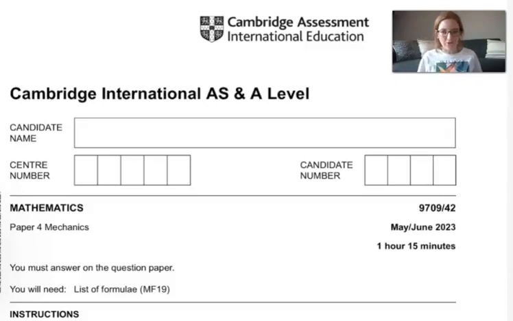And let's go. Today we are going to be looking at another paper. So the paper I have here is the May-June 2023, mechanics on an AS level. We're looking at paper 4.2.